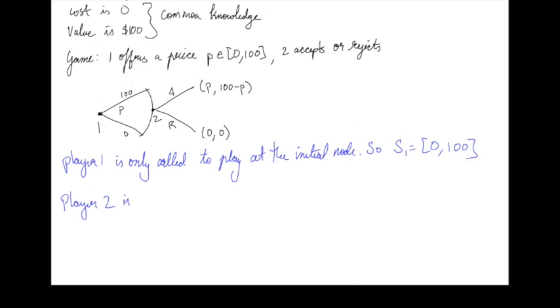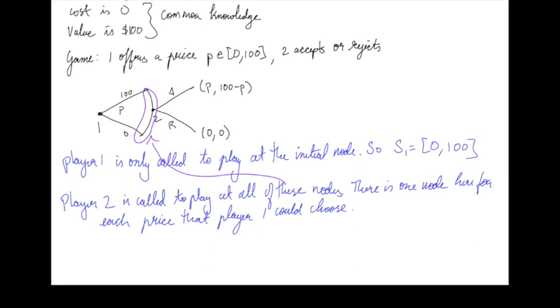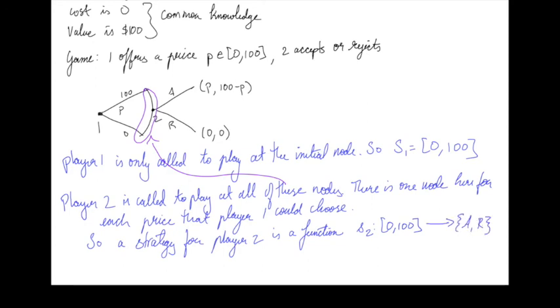Player 2, on the other hand, is called to play at all of these. So there's an entire continuum of nodes at which player 2 is called to play. There's one node here for every price that player 1 could have chosen. So a strategy needs to tell us, for each possible node that player 2 could be called to play at, what player 2 should do. So there's one node for each strategy that player 1 might have played. So a strategy for player 2 has to say, for each strategy that player 1 might have played, do you accept or do you reject?